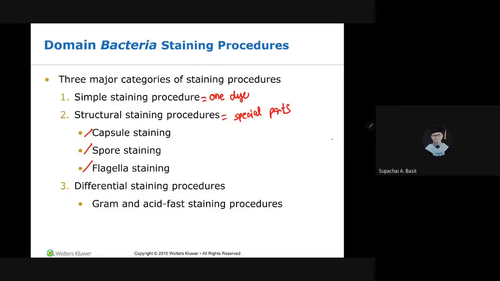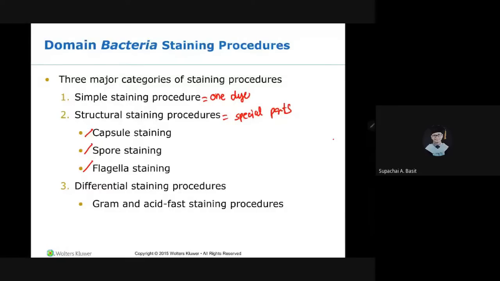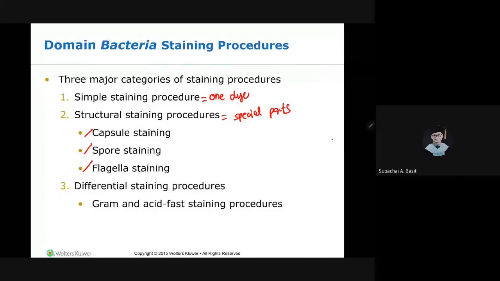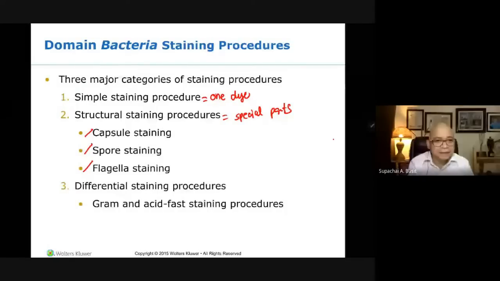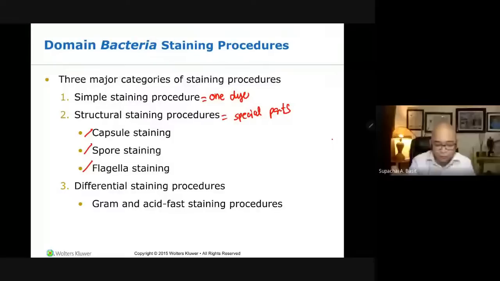Okay, so the three major categories of staining procedures are the simple staining procedure, the structural staining procedure, and the differential staining procedure. For the simple staining procedure, it uses one dye. That means whatever the color of the stain will be the color of the bacteria. So if you're using methylene blue, then the color of the bacteria would be methylene blue.